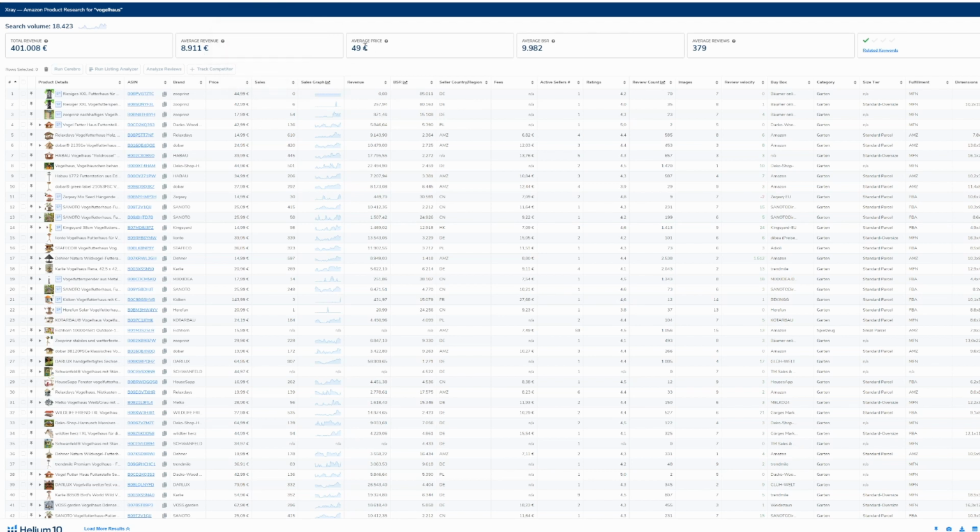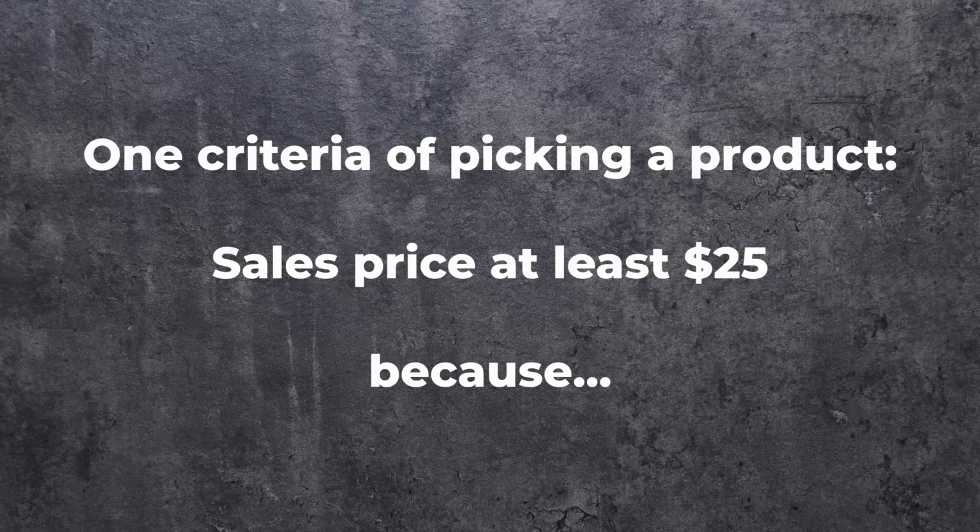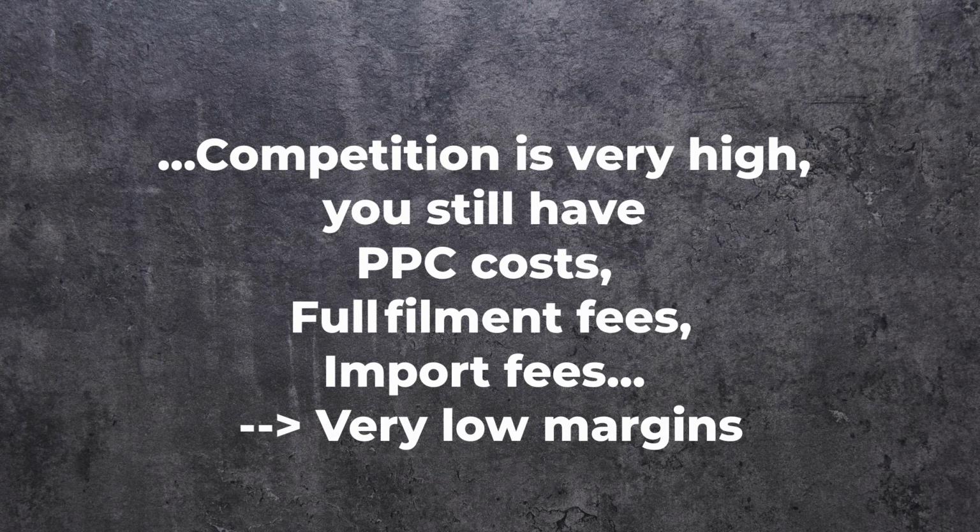The average price is also 49 euro, and as you know, you should sell products only in a certain price range, for example, between $25 and $80, depending on your starting budget. Everything below $20, I think, is not worth it because you have fixed costs. For example, like the Amazon FBA fees, PPC costs, and this will just bring your margins down too much.